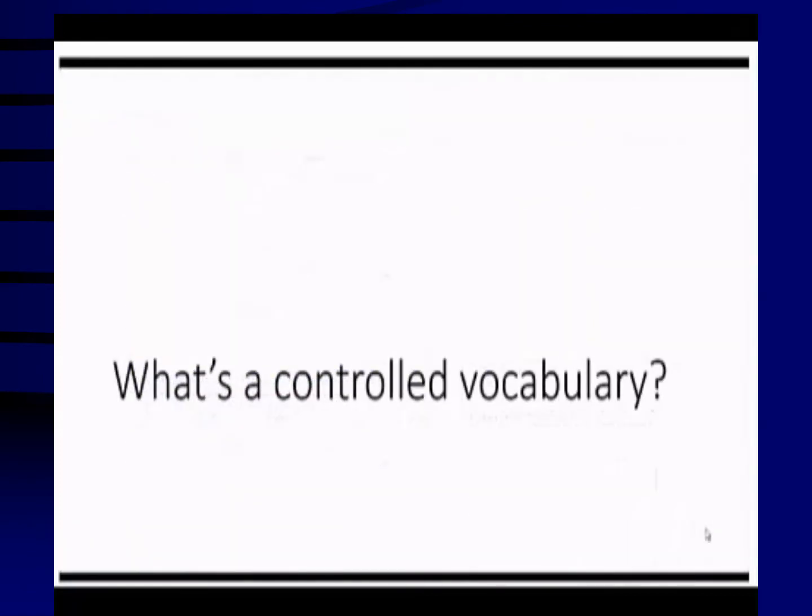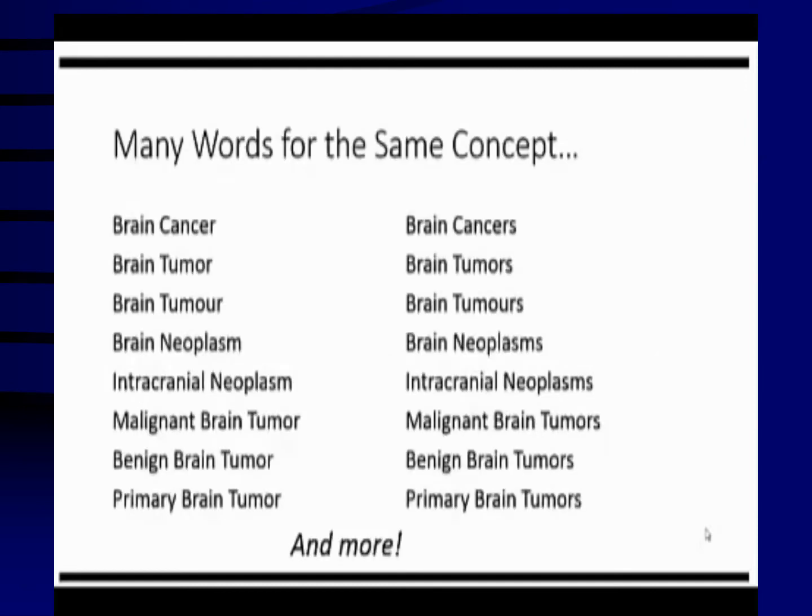So now that we know a little bit about how keyword searching works in databases like Google, we can talk about what is a controlled vocabulary. Language can be really imprecise. There can be many words for the same concept. Looking at this screen, you can see that brain cancer could also be brain tumor or neoplasm, or you could call it benign or malignant, and then there are pluralized versions of all of those terms. If I was searching using keywords, I would have to enter in all those terms to ensure that I'm covering this concept of brain cancer.